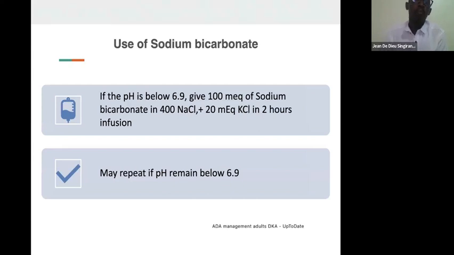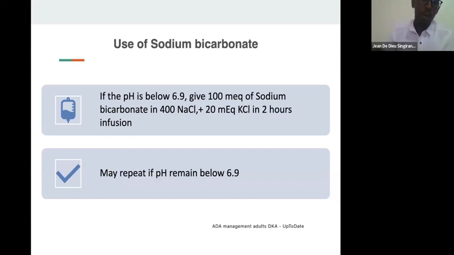Thank you, Prof. So the use of sodium bicarbonate in the management of a patient in DKA: the use of bicarb is not always recommended, but it can help when the patient is severely acidotic, if your pH is below 6.9. When the pH is below 6.9, vasopressors will not work and the patient will have hypotension. So you can give 100 mEq of sodium bicarbonate in 400 ml normal saline 0.9%, add some potassium chloride as the bicarb will aggravate the hypokalemia, and infuse it over 2 hours. You may repeat this dose of bicarb when the pH stays low.